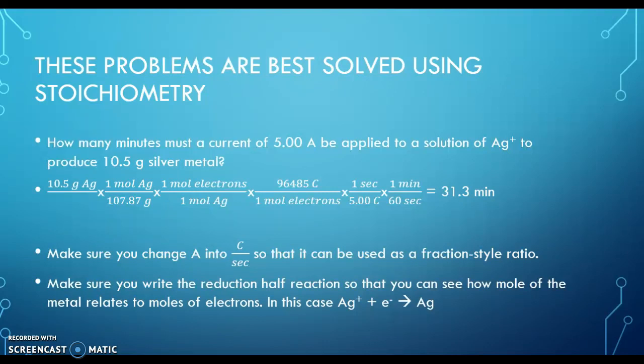So a couple things to remember in these problems. You want to make sure that you change the amps into coulombs per second, so it can be used as a fraction-style ratio. And finally, you want to have the reduction half reaction so you can see in a mole-to-mole ratio how the moles of metal relates to the moles of electrons. In this case, there being 1 mole of electrons for every 1 mole of silver metal that is plated.